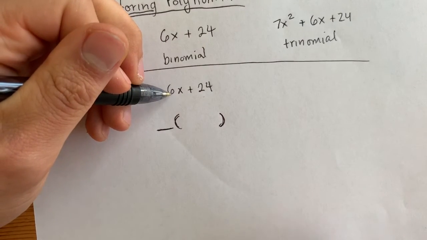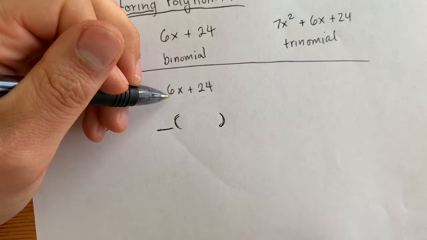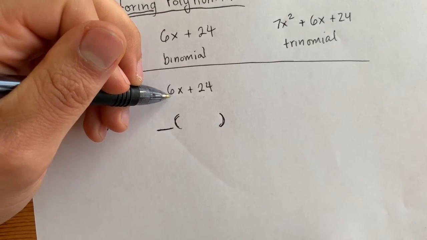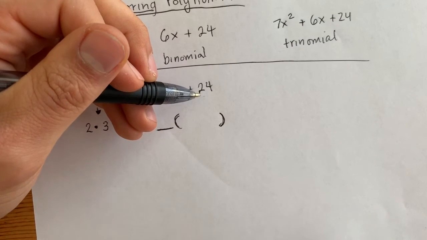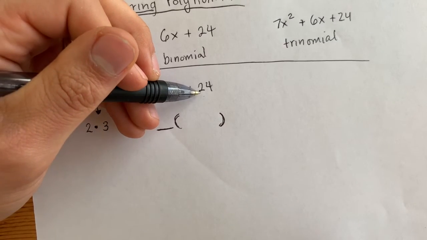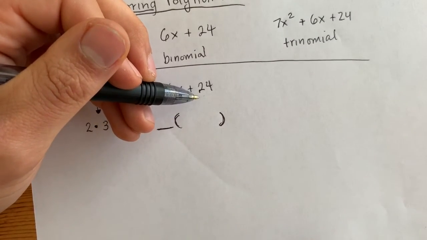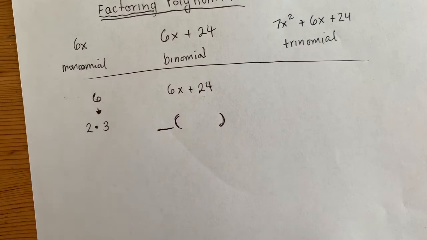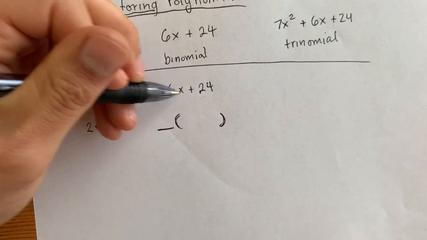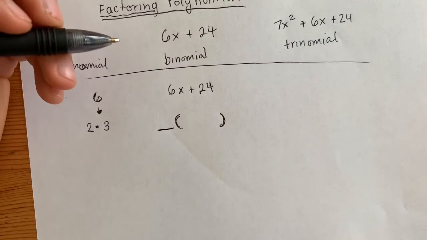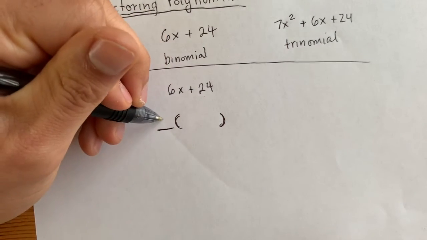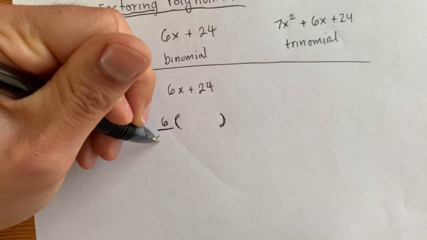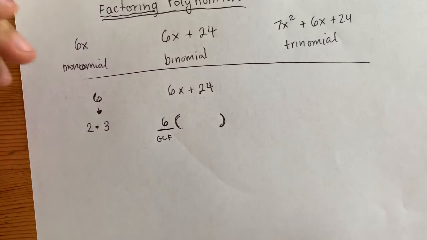For 6, there are factors of 1, 2, 3, and 6. For 24, the factors are 1, 2, 3, 4, 6, 12. I picked some numbers that have a lot of factors. But what's the greatest common between them? 3 goes into 6, 3 goes into 24, but that's not the greatest one. 6 goes into 6 and 6 goes into 24. So 6 would be your greatest common factor, your GCF.